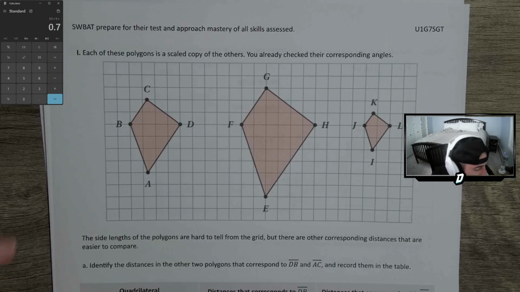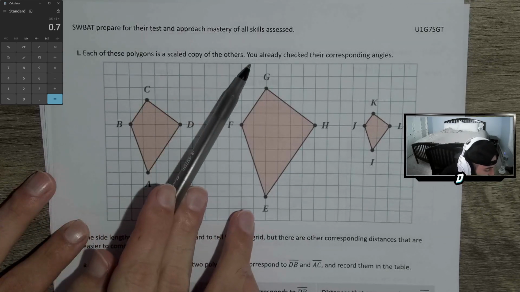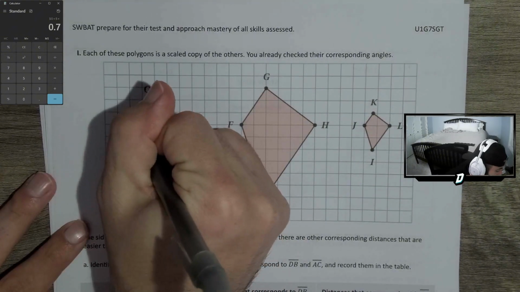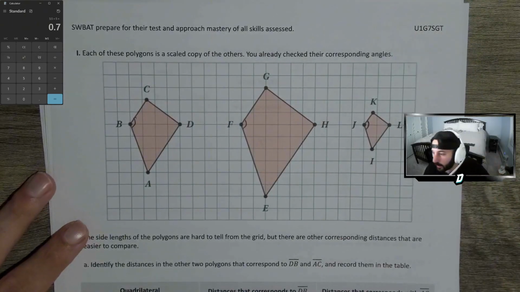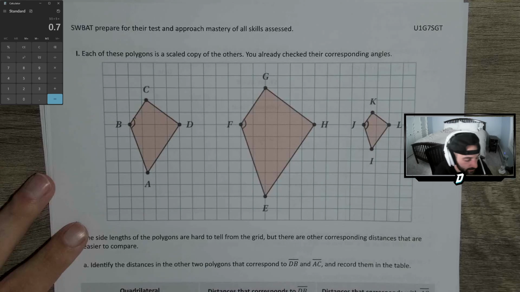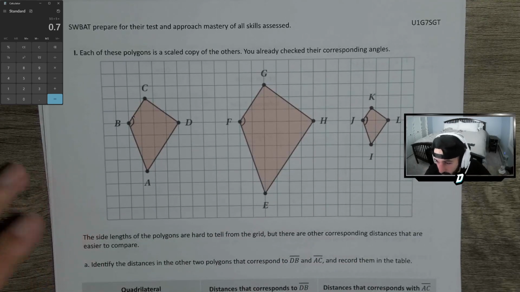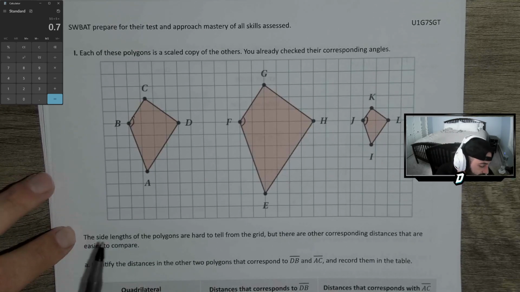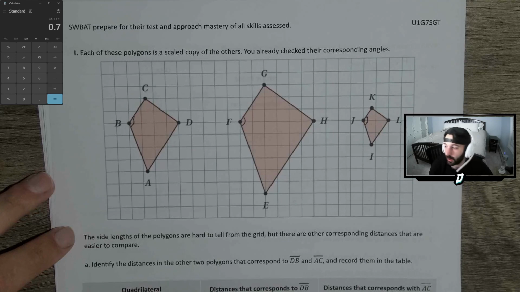All right. So for question 1, this says each of these polygons is a scaled copy of each other. You already checked the corresponding angles, right? We remember that corresponding angles are always going to be congruent, meaning they're going to be equal. So that means angles B, F, and J are all equal to the same measurement because these are all scaled copies. And you're told that the side lengths of each of the polygons are hard to tell from the grid, but there are other corresponding distances that are easier to compare.